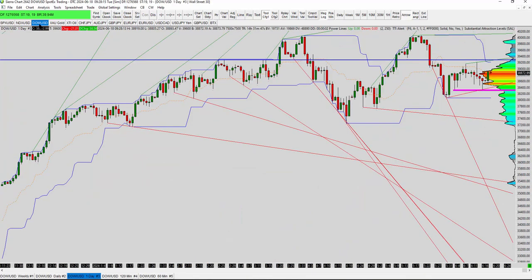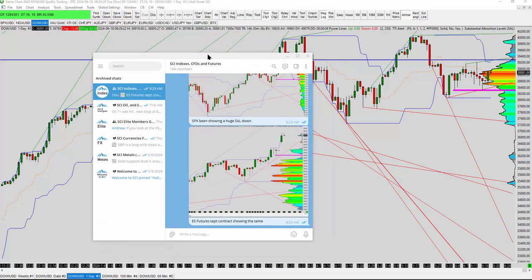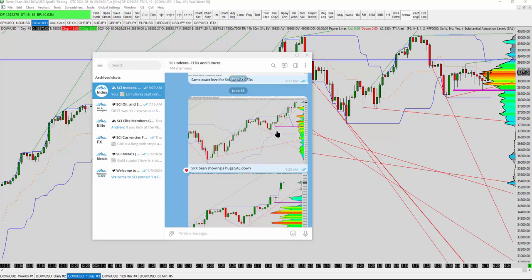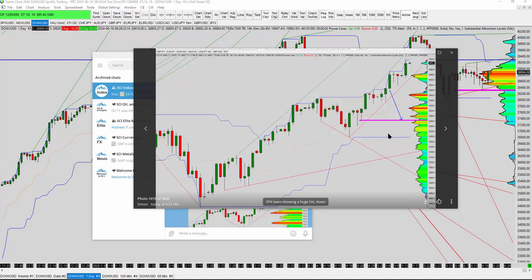Meanwhile, the Dow on the daily, see the biggest one is sitting here, the magenta line. Okay, this is all on the CFDs, the Dow USD, the NDX USD, and the SPX USD. So I posted the ES on my Telegram channel for the members. Look, I said SPX showing a huge SAL indicator right here at the bottom. This is the picture. I just posted this now, right?